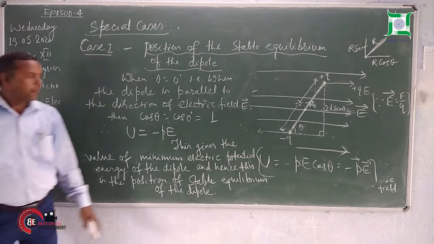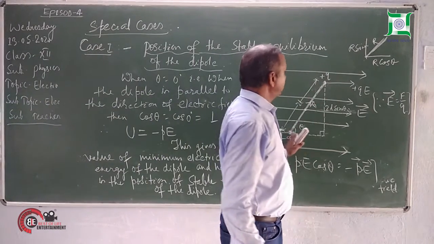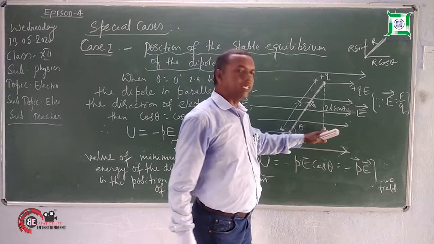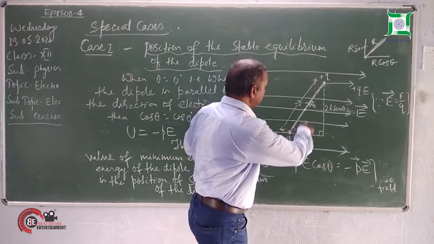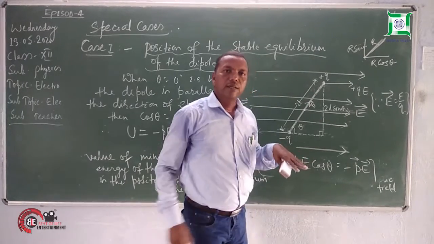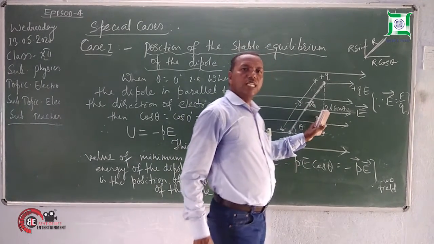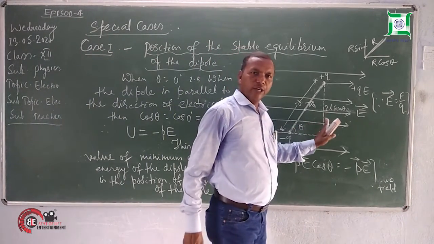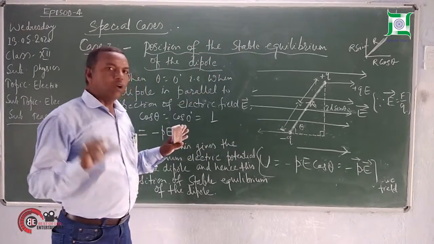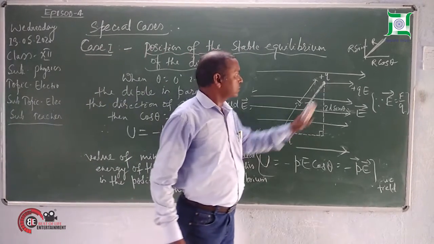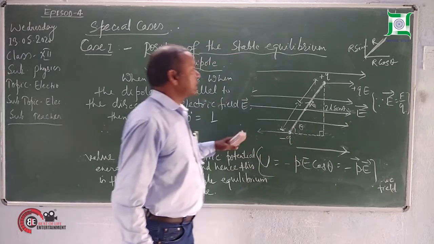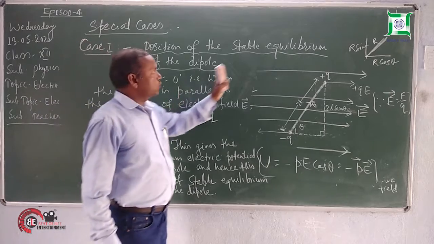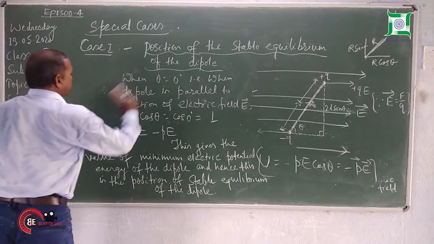It means कि जब डाइपोल इलेक्ट्रिक फील्ड के डायरेक्शन के साथ पैरेलल की स्थिति में हो, it means this dipole is in the direction of electric field, then the value of electric potential energy will be minimum. It means जो स्थितिज ऊर्जा का मान होगा, वह न्यूनतम होगा, और तब ऐसी स्थिति में यह जो डाइपोल है वो स्थायी संतुलन की स्थिति में होगा. It is clear. This is the case of position of stable equilibrium. Next we see the case 2.